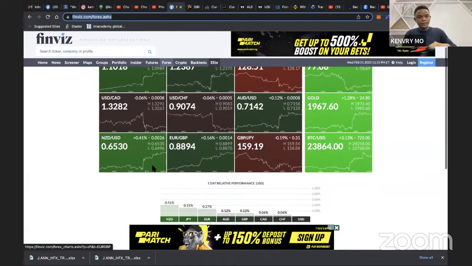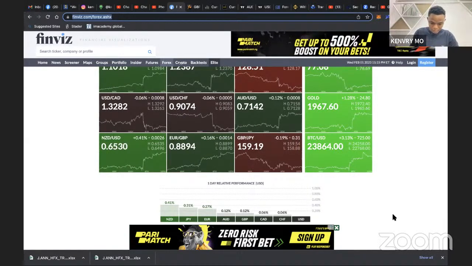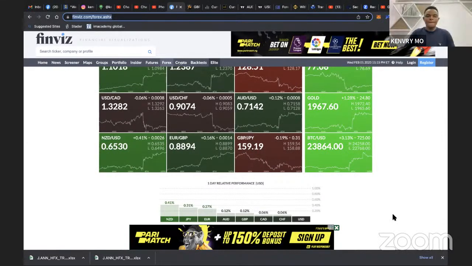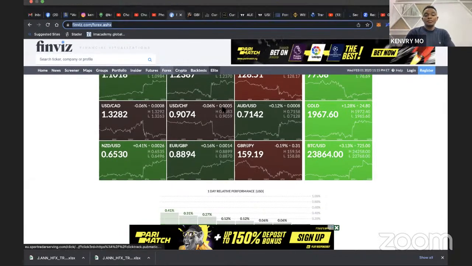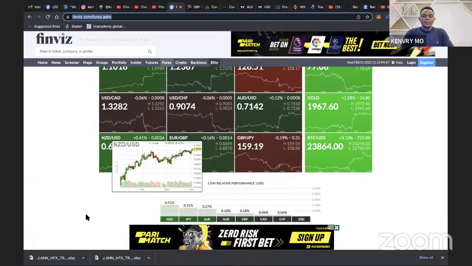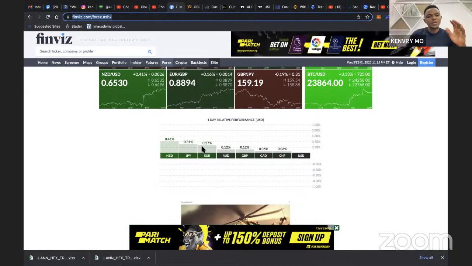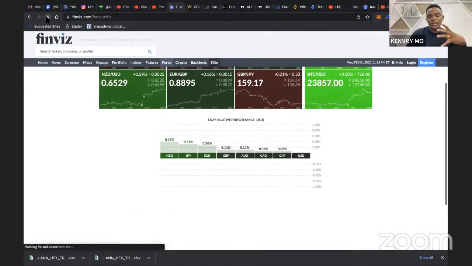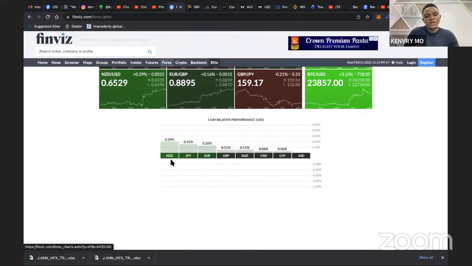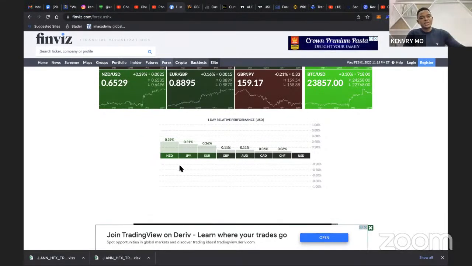Okay, good. So you're checking the sentiment of the market. It's very important to check sentiment, and you want to align these three. So Finviz gives me volume. That's the volume that is in the market. So you see NZD over the Asian session has been strong, JPY has been strong, Euro has been strong, and USD has been weak.